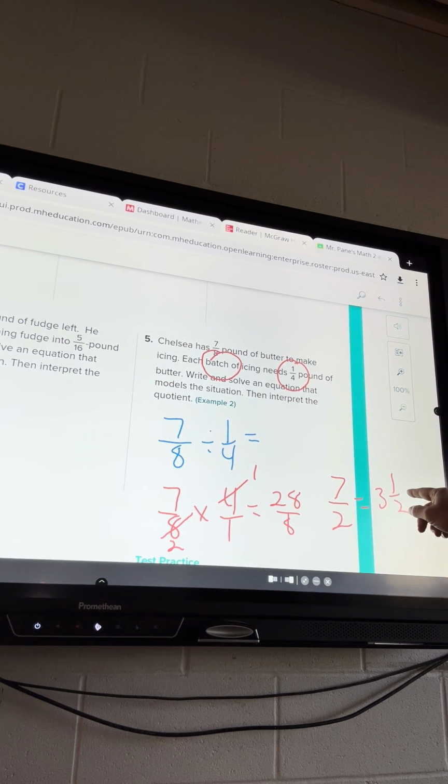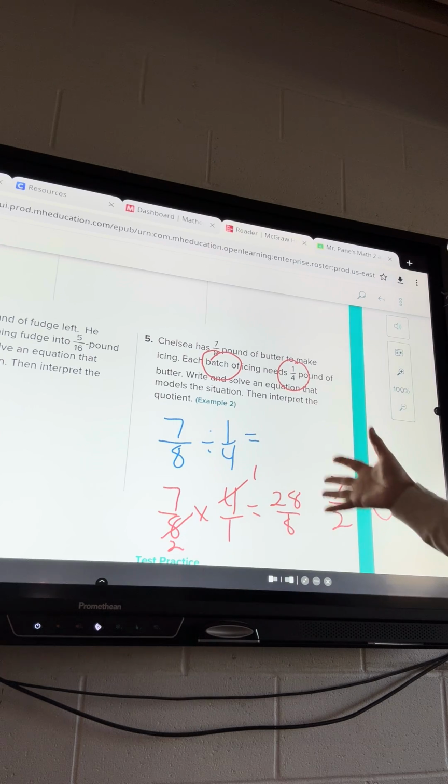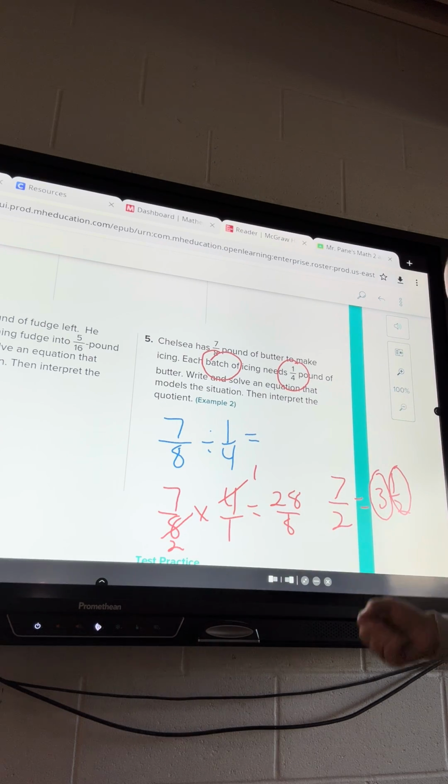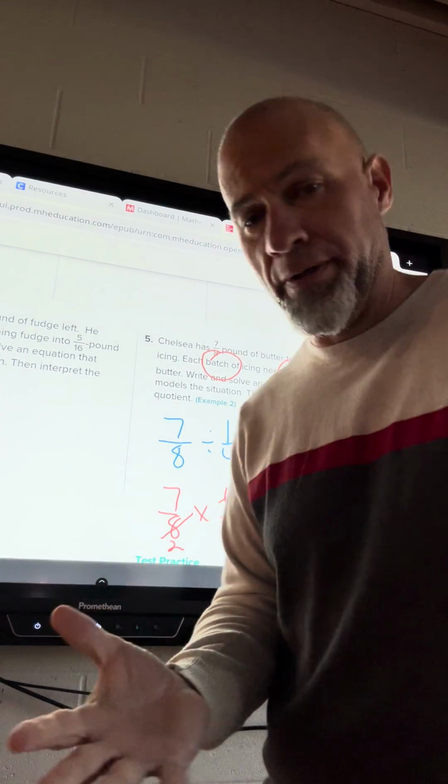Okay, so what this means is you're going to have 3 full batches of icing, and then you're going to have a half a batch. So you're not going to have quite enough butter to make the 4 batches, but you have enough to make 3 and then half of another one. Okay.